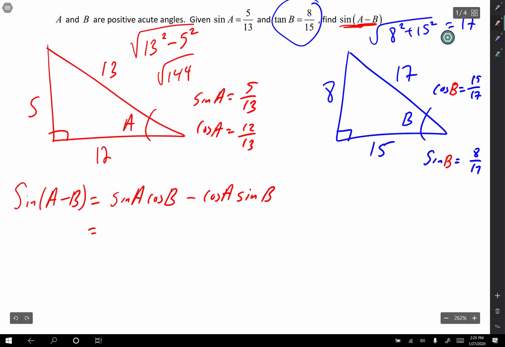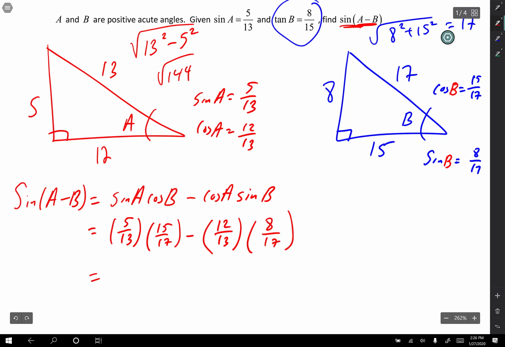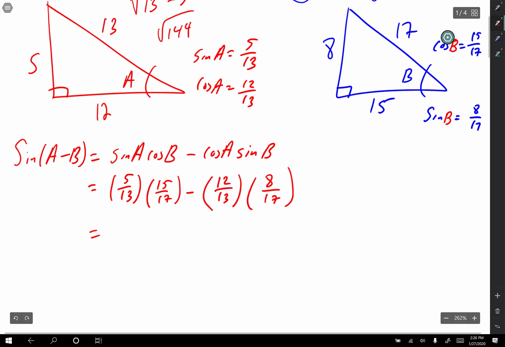So let's see. Sine A is 5/13. Cosine B, that's the other guy, that's 15/17. Cosine A, I look over here, cosine A is 12/13. And then sine B is 8/17. And then I just type this in my calculator.